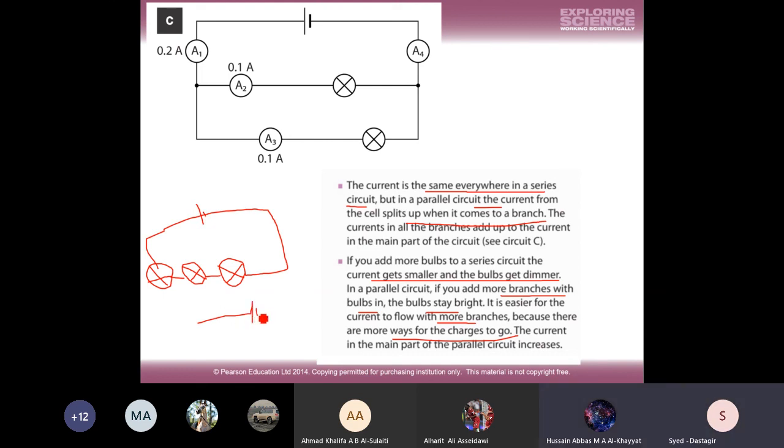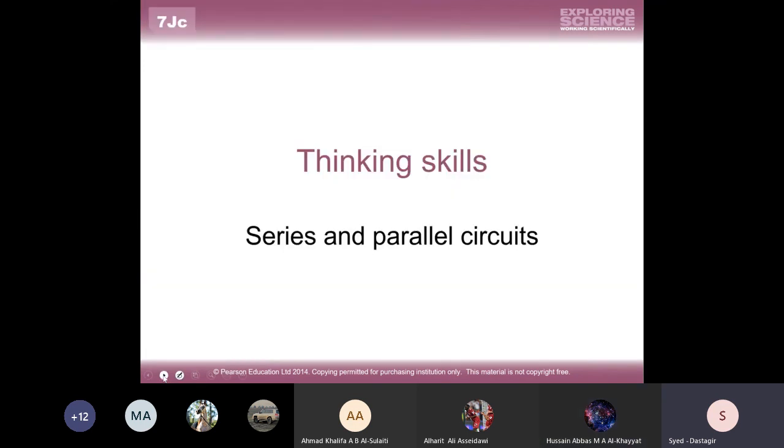It will be not bright, very, very little. Which diagram will have the brightest light bulb, diagram 1 or diagram 2? Diagram 2, excellent, because there's only one light bulb, whereas here they have to share. This does not happen in a parallel circuit.